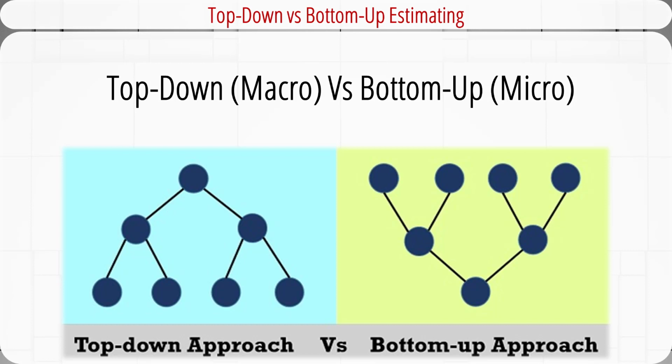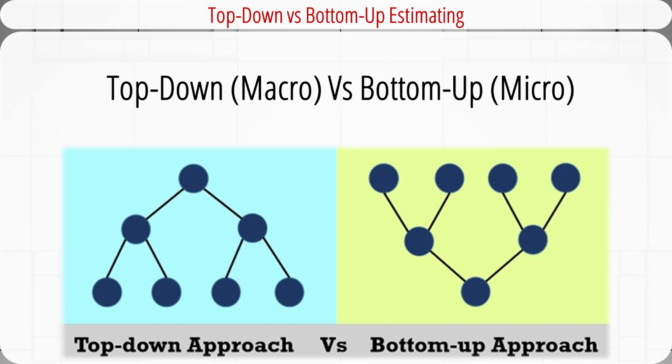Estimating methods are frequently classified as top-down methods and bottom-up methods. Top-down methods are also called the macro methods. They are usually done by senior management using experience to determine the duration and total cost of a project. The top-down methods usually require little knowledge of the detailed processes used to complete the project.